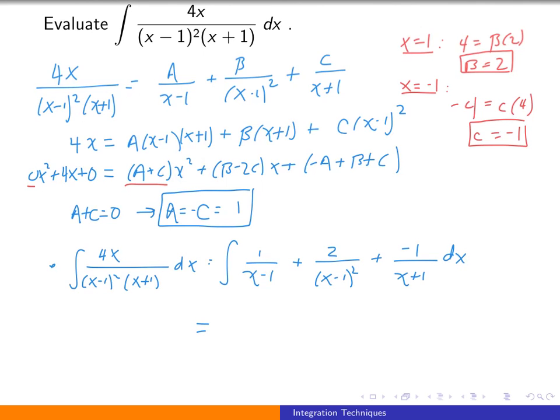The antiderivative of 1 over x minus 1 is natural log absolute value of x minus 1. The antiderivative of 2 over (x minus 1) squared: this is something you can either write down, or if you need to, you can always use a u substitution. You could, in this second integral, use the substitution u equals x minus 1, and you would find that the antiderivative is minus 2 over x minus 1, something that we could very easily check via differentiation. Minus, for the last term, natural log of absolute value of x plus 1. And it's an indefinite integral, so we finish with a plus C.